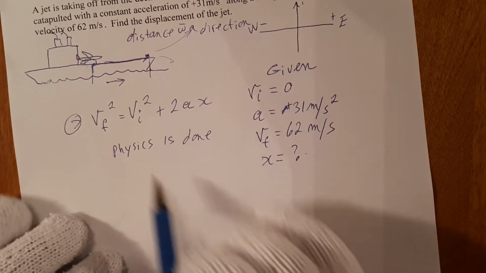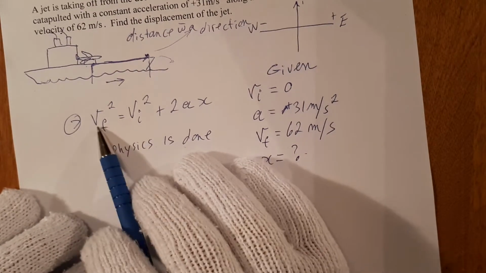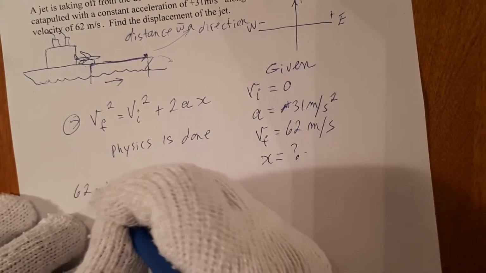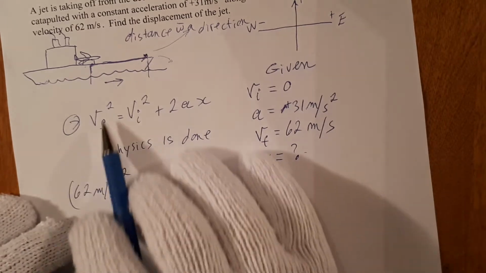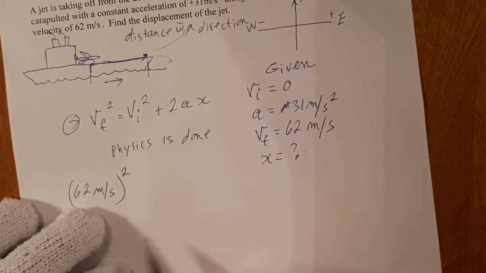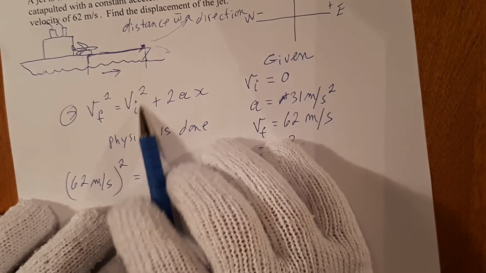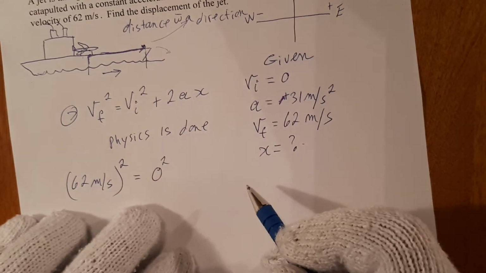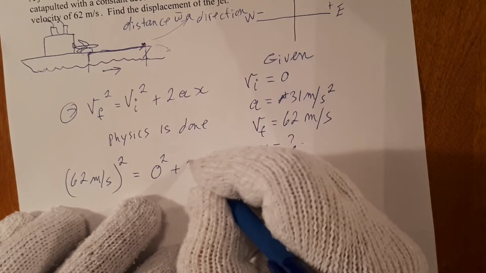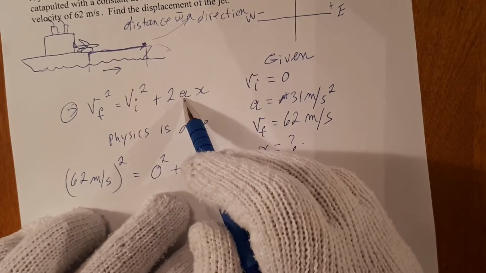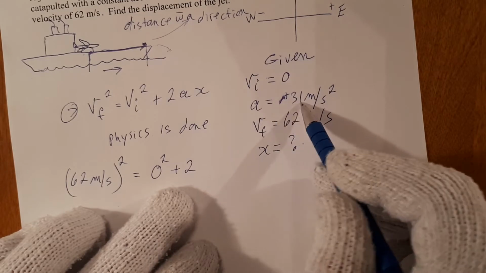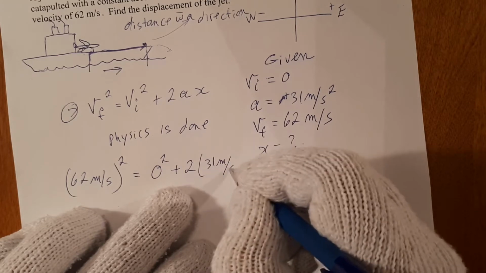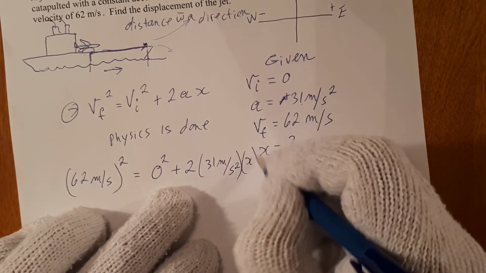So let's do that. Final velocity squared. Final velocity is 62 meters per second, everything squared. That's what that represents, including the units, is equal to the initial velocity squared. Initial velocity is 0. Well, 0 squared is 0, so it'll simply drop out. Plus 2 times the acceleration, which is 31 meters per second squared, multiplied by the distance x.